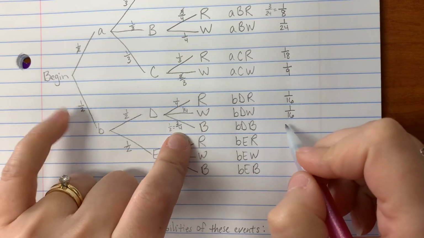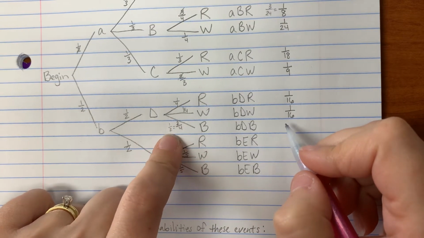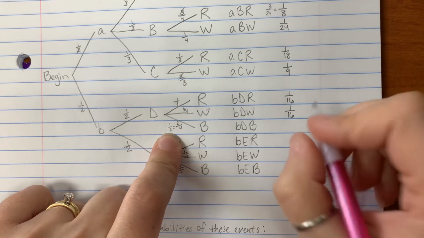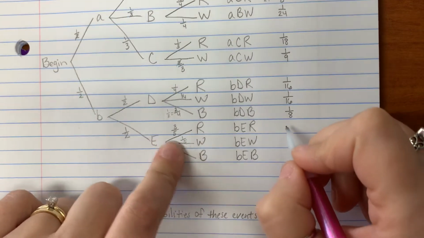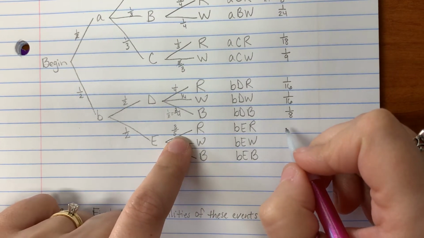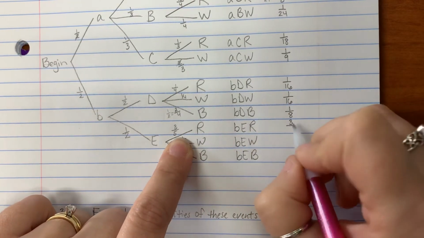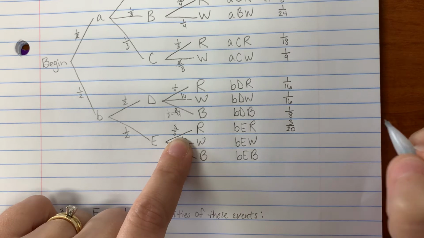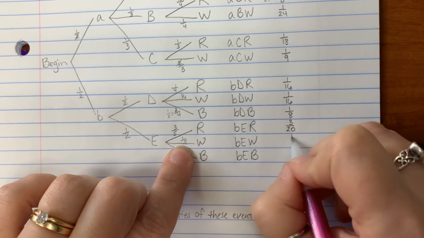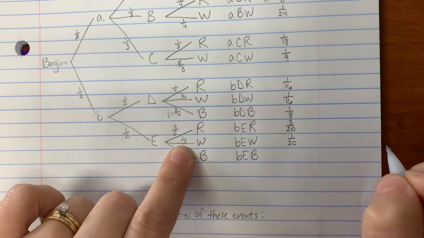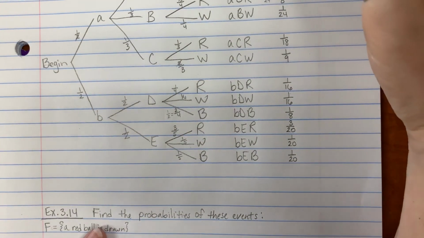The next one I have 1/2 times 1/2 times 1/2. Or I could have said 2/4, sorry. So that would give me 1/8. And then the next one, I've got 1/2 times 1/2 times 3/5. So that would be 3. And then 2 times 2 times 5 would be 20. And then this one would be 1/2 times 1/2 times 1/5. That's 1/20. And then this one would be the same, 1/20. So there's all my probabilities.